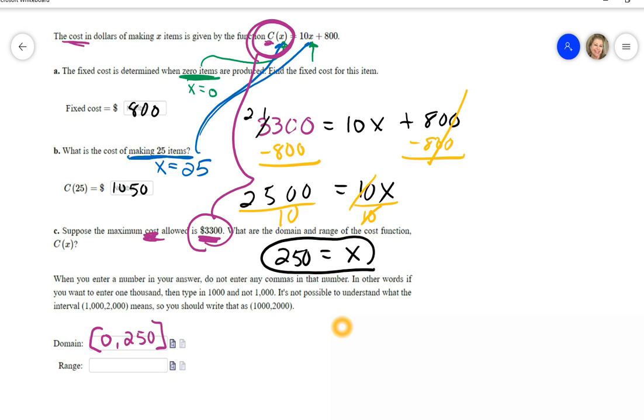And then on the range, that is why up here on part A, if you have 0 items, even if you don't produce anything, you're still going to have $800 cost of just running your business, whatever that $800 is. Maybe it's your electric bill, maybe it's your rent, whatever it is. So the range, the lowest would be at 800, and then of course the maximum was the 3,300 that they said.